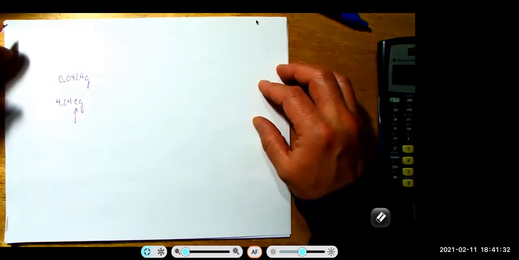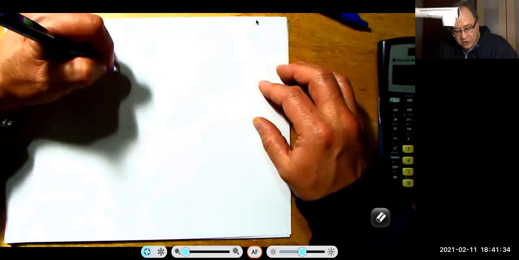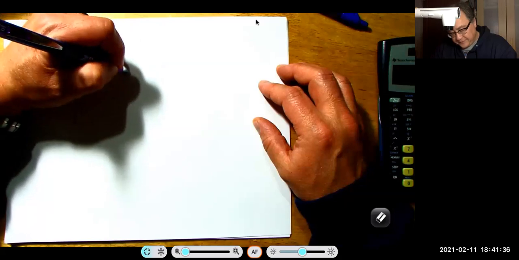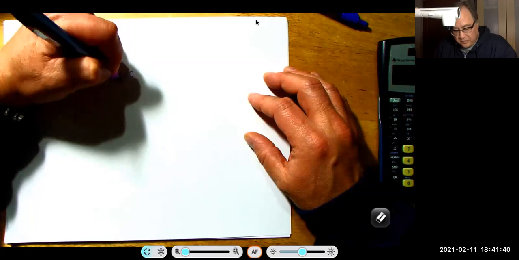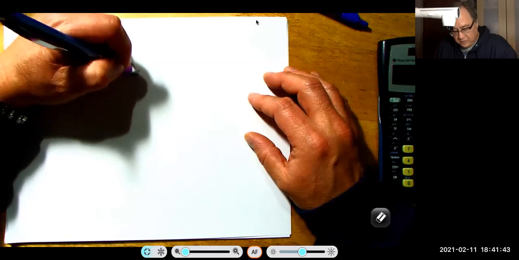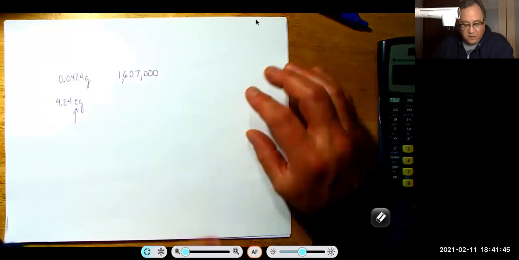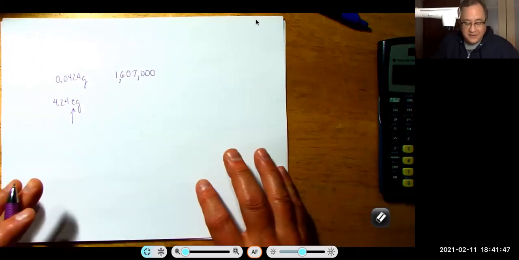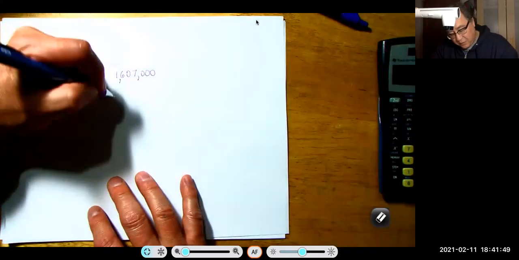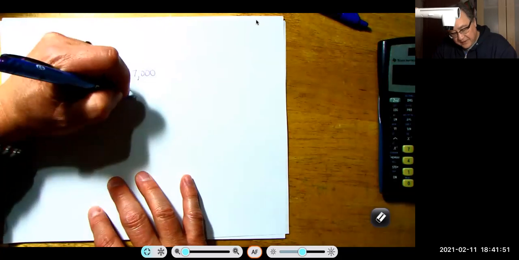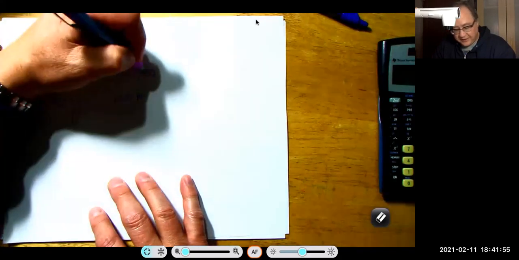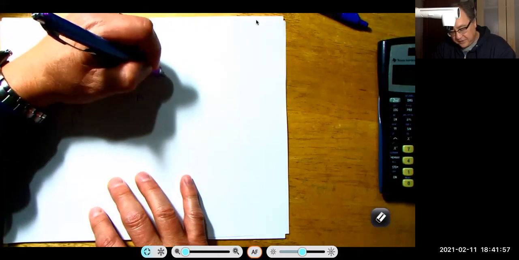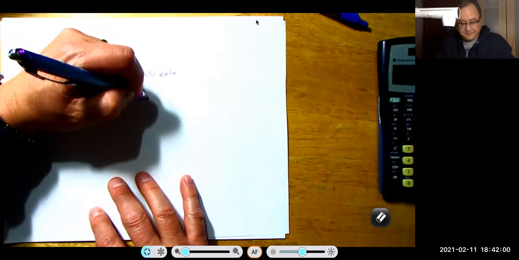It's also how we get rid of huge numbers. Say, we don't want to write out 1,607,000, so we have 1.607. In this case, mega. So we'll call this meters. So megameters.